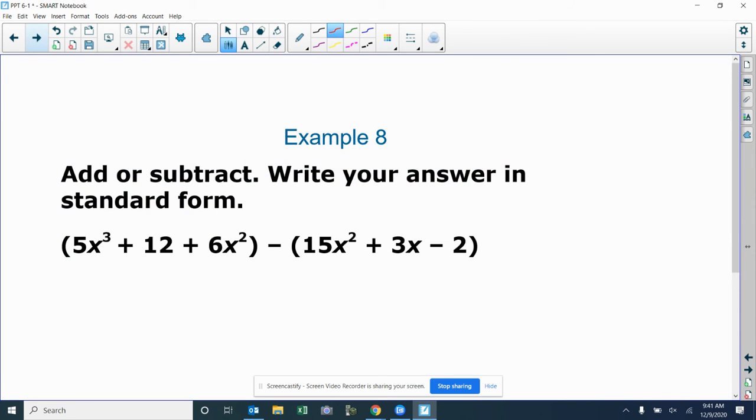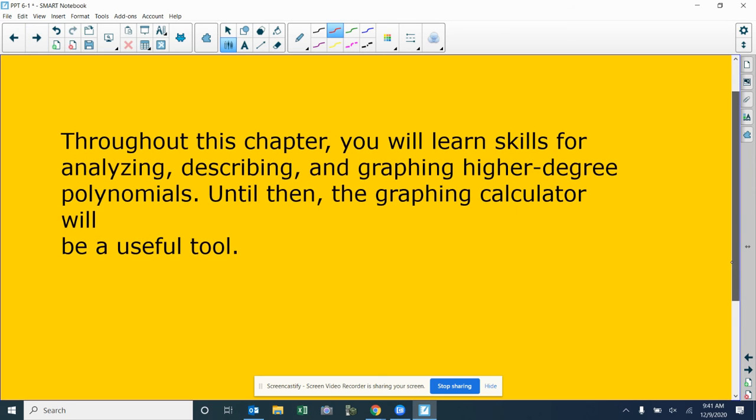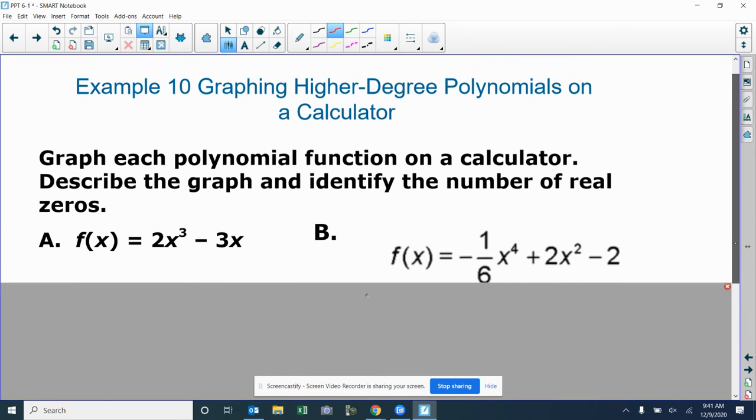All right, make sure you distribute, okay? And do the same thing here. All right, last thing, we're going to be analyzing some of these polynomials, and our graphing calculator is going to be a very useful tool. So if you have that available, you can sneak that out right now. Basically, we are going to use our graphing calculator to determine how many real roots there are, okay?